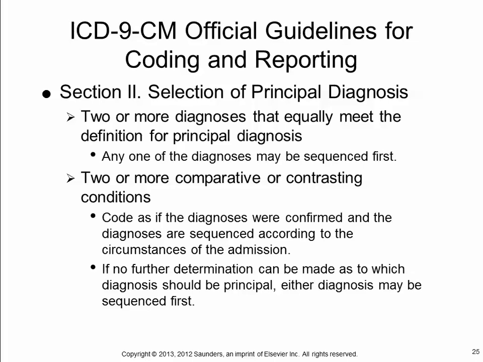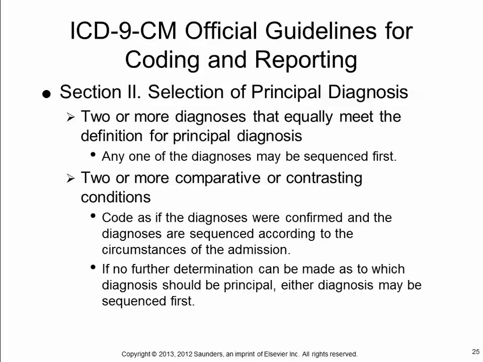What if you have 2 or more diagnoses that equally meet the definition of principal diagnosis? We talked about that, the sequencing. 2 or more comparative or contrasting conditions. Well, what do we do there?